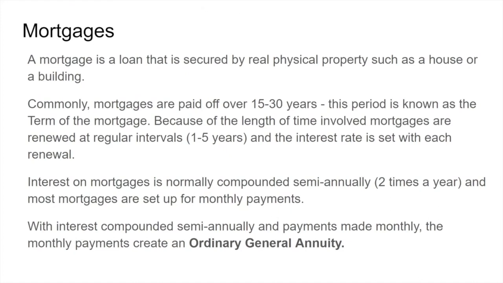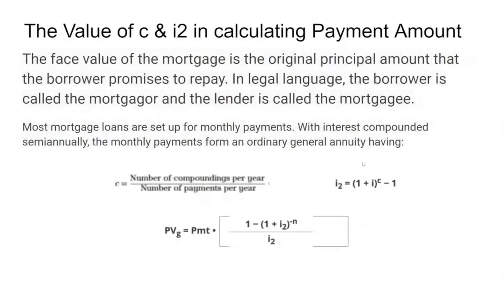We know that that is an ordinary general annuity, meaning that we had to calculate this I2. Remember, we had to do the calculation of I2. So that's exactly what you need to do with a mortgage: do the exact same things we've just done above, but consider it as a general annuity. So we have to get a value of C and a value of I2. The value of C is the number of compounds per year divided by the number of payments per year. And then to calculate I2, it's 1 plus i to the power of C, minus 1. We've done a few examples of that in the past and on your assignment.